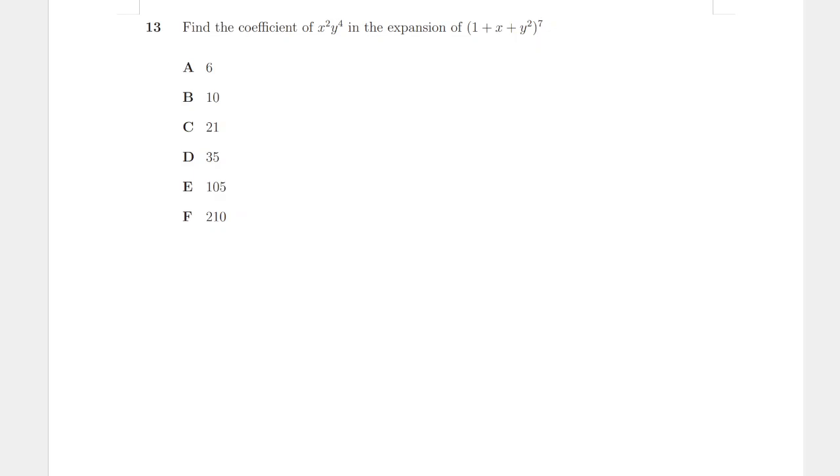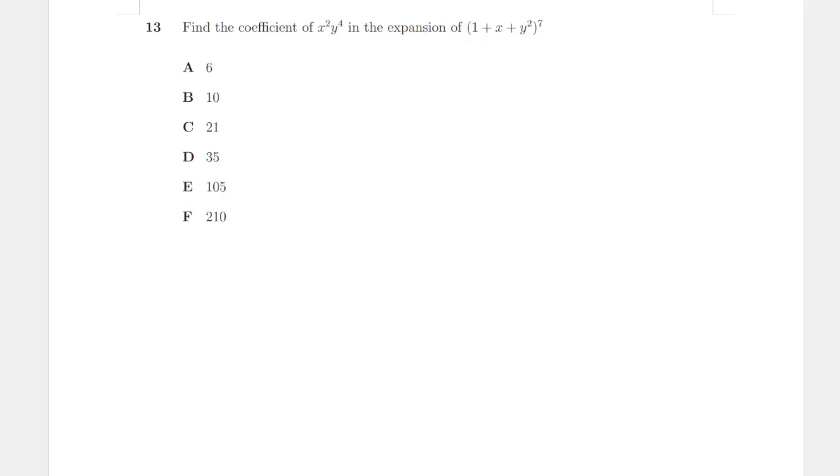Okay, question 13. Find the coefficient of x squared y to the power 4 in the expansion of (1 plus x plus y squared) all to the power 7. Okay, so of course we're not going to do this by hand, right? Because surely it takes ages to expand. And we don't have a trinomial expansion formula either. So how can we tackle this?